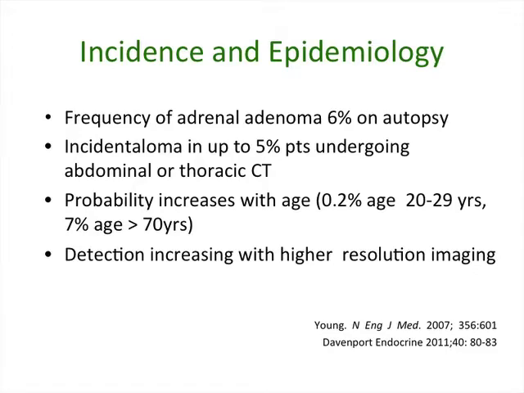Numerous autopsy studies have examined the frequency of incidental adrenal nodules. In a report on 25 studies, the overall frequency of adrenal adenomas in over 87,000 autopsies was 6%. Abdominal CT will demonstrate an incidental adrenal nodule in up to 5% of scans. The prevalence of adrenal adenomas increases with increasing age. For instance, the probability of finding an unsuspected adrenal adenoma on abdominal CT in a patient between 20 and 29 years of age will be 0.2% as compared with approximately 7% in a patient over 70 years of age.